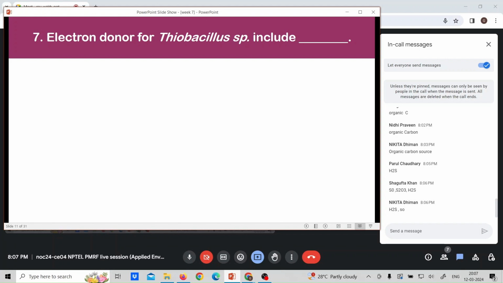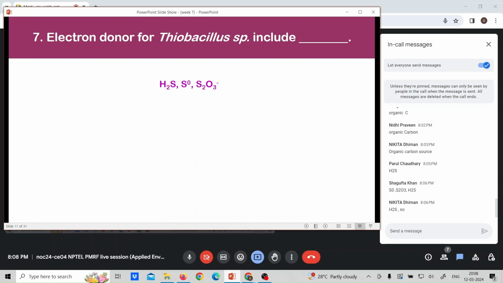Okay, so there are multiple answers and all of it is right. The electron donor for a Thiobacillus. Thio, usually we use it for sulfur related things. That is the catch here. So green sulfur bacteria, purple sulfur bacteria, you will know that it's going to be associated with sulfur. Non-sulfur bacteria also, you just have to know how to interpret the name.